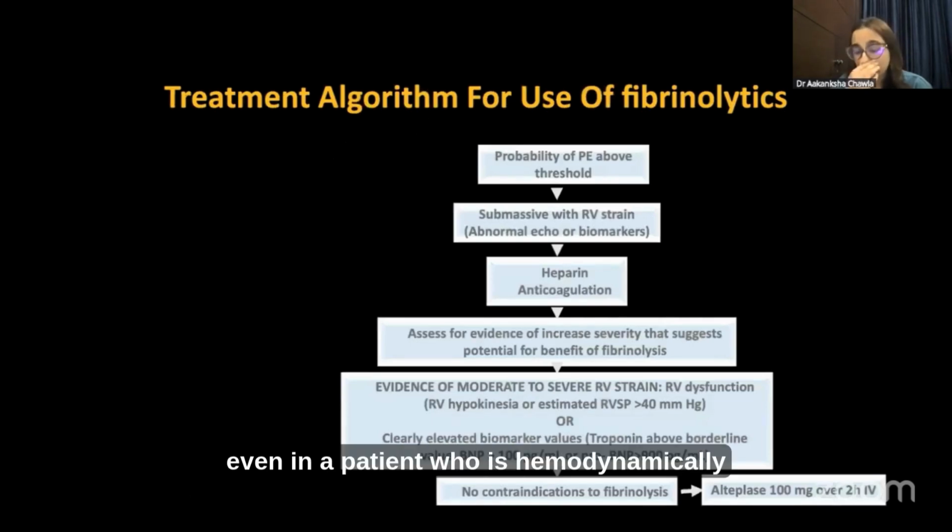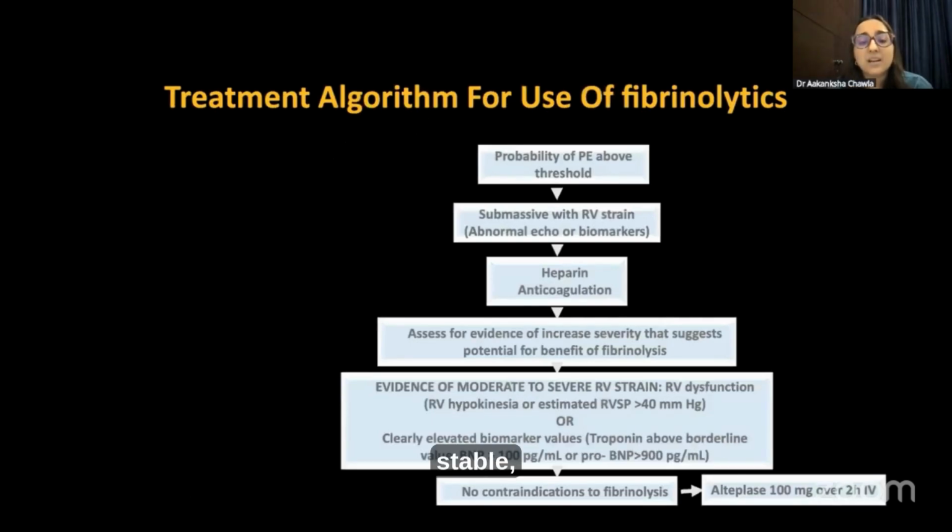So even in a patient who is hemodynamically stable, but has evidence of moderate to severe RV strain, RV dysfunction, and evidence of myocardial necrosis, like your high NT-proBNP and positive troponin, with no contraindications to fibrinolysis, the drug of choice is alteplase. Again, like I said, 100 milligrams IV over 2 hours.